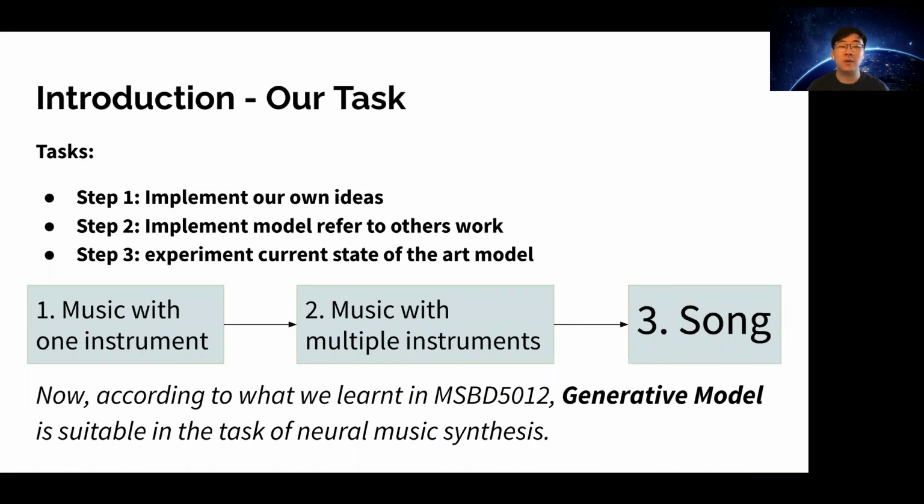So now let's state our goal for this project. We want to implement an experiment with some neural music synthesis model, and we have a three-step plan. First, we aim to implement one model with our own idea. Then we implement some models referring to others' work. And last, we try to do some experiments on the current state-of-the-art model. Now, according to what we learned in the course, the generative model is suitable for this kind of task.